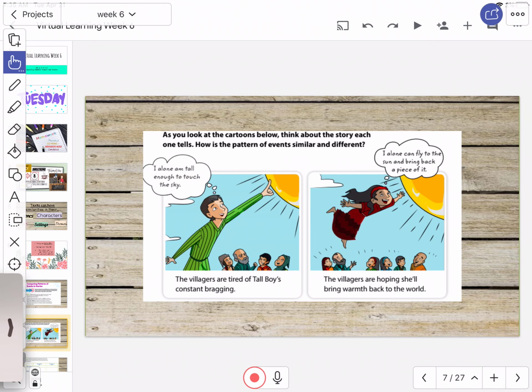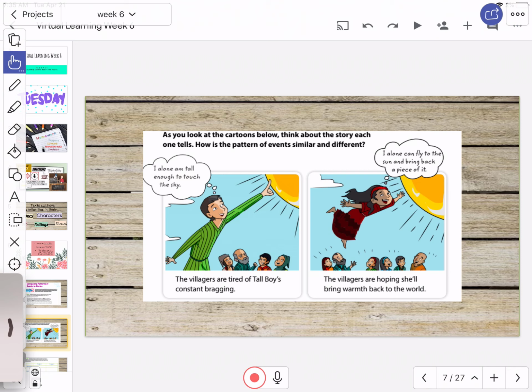Okay, so let's look at this example that they give us. It says, as you look at the cartoons below, think about the story each one tells. How is the pattern of events similar and different? Okay, so in the first image here with the guy in the green, you have him touching the sun. And it says the villagers are tired of tall boy's constant bragging. And he thinks, I alone am tall enough to touch the sun. Okay, so they're all tired of him, talking about how braggadocious he is.